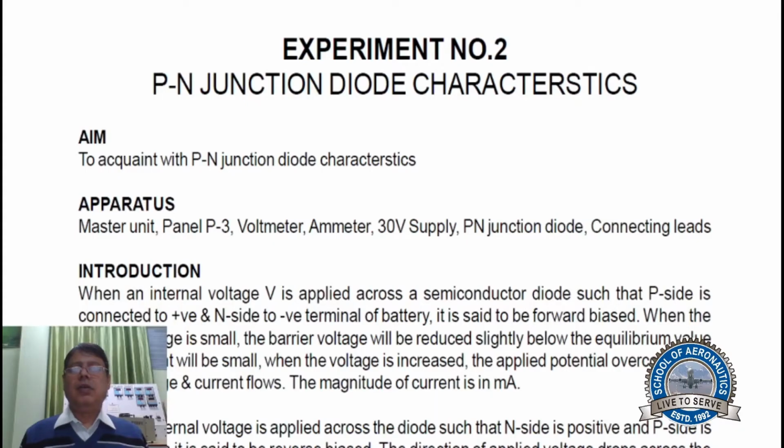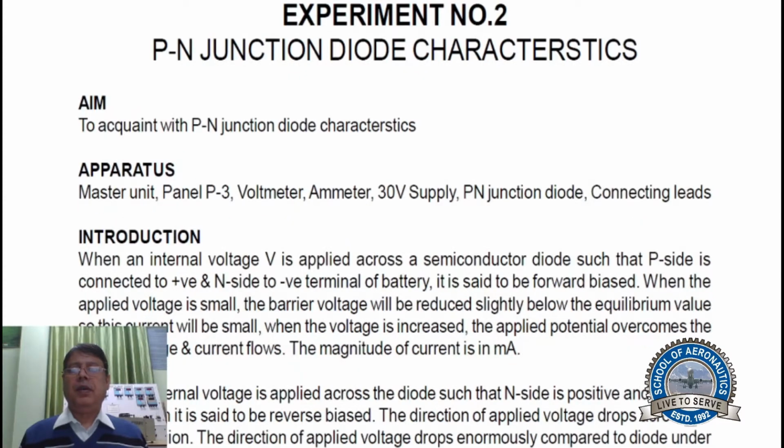Hello class. Today I'll do an experiment on PN junction diode. Aim of the experiment: to acquaint with the PN junction diode. Apparatus required: master unit, panel P3, voltmeter, ammeter, 30 volt supply, PN junction diode, connecting leads.